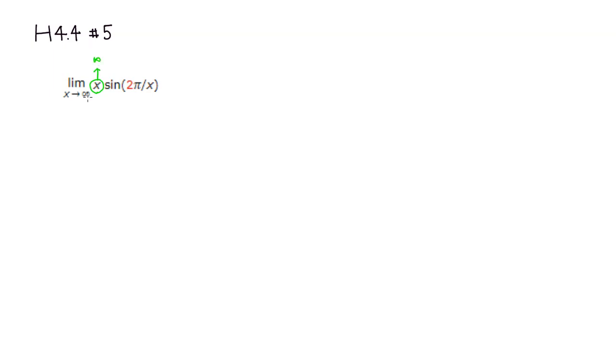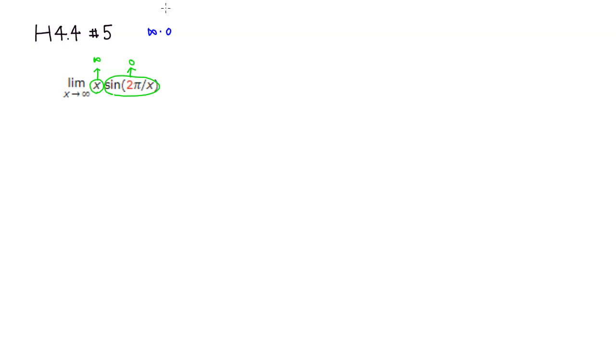But as x gets larger and larger, 2 pi over x is going to approach 0, and the sine of 0 is 0. So this guy approaches 0. So we have this infinity times 0 situation. What you can do is rewrite it so that it's going to be either infinity over infinity or 0 over 0.